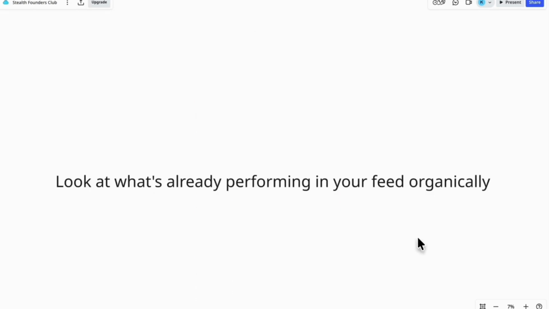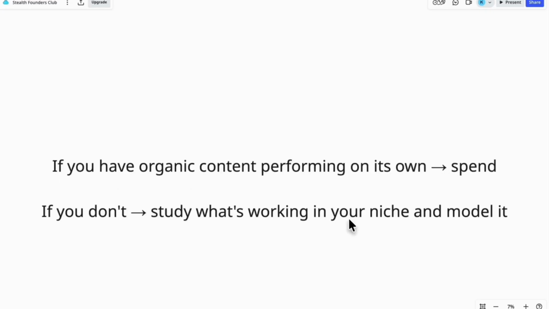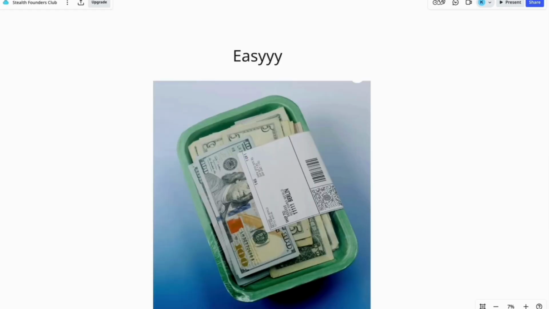And if you need inspiration, all you need to do is look at what's already performing in your feed organically. If you have organic content that's performing well on its own, you could repurpose that as an ad. And if you don't, you can just study what's working in your niche and model your ad creatives after it. Once you understand that Meta's whole business model revolves around protecting the quality of the user experience so that they can keep attention on the platform, then running ads becomes easy. All you have to do is look at the content that goes viral, that does well, gets a lot of engagement, and use that to inspire the ads that you run.